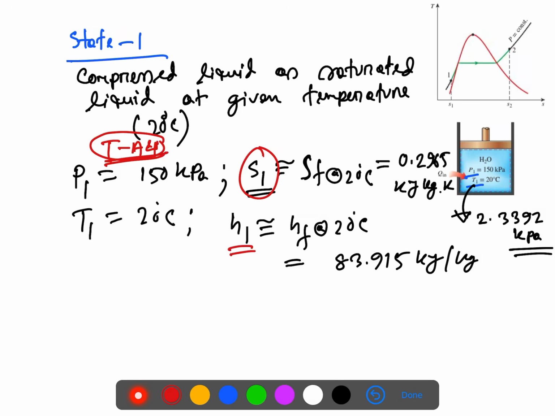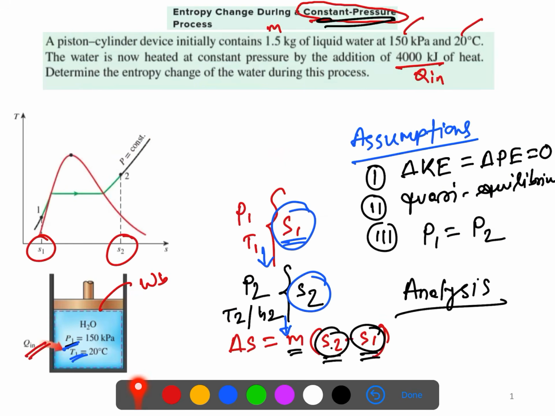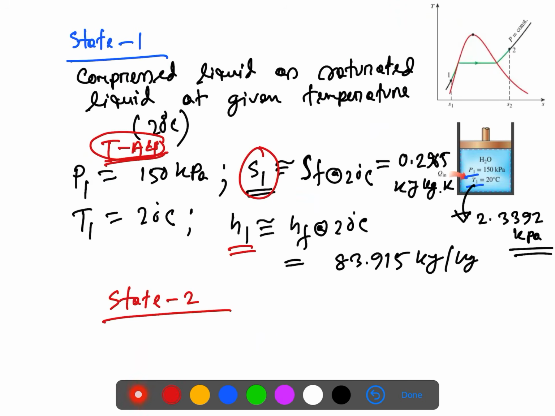We actually need it, and then I will explain gradually. So S1 we already got. So now for the final state, state 2. For state 2, what we know, according to the assumption, is that it is a constant pressure process. We said P1 and P2 are equal. Pressure will not change. So we know the pressure P2 equals 150 kPa.